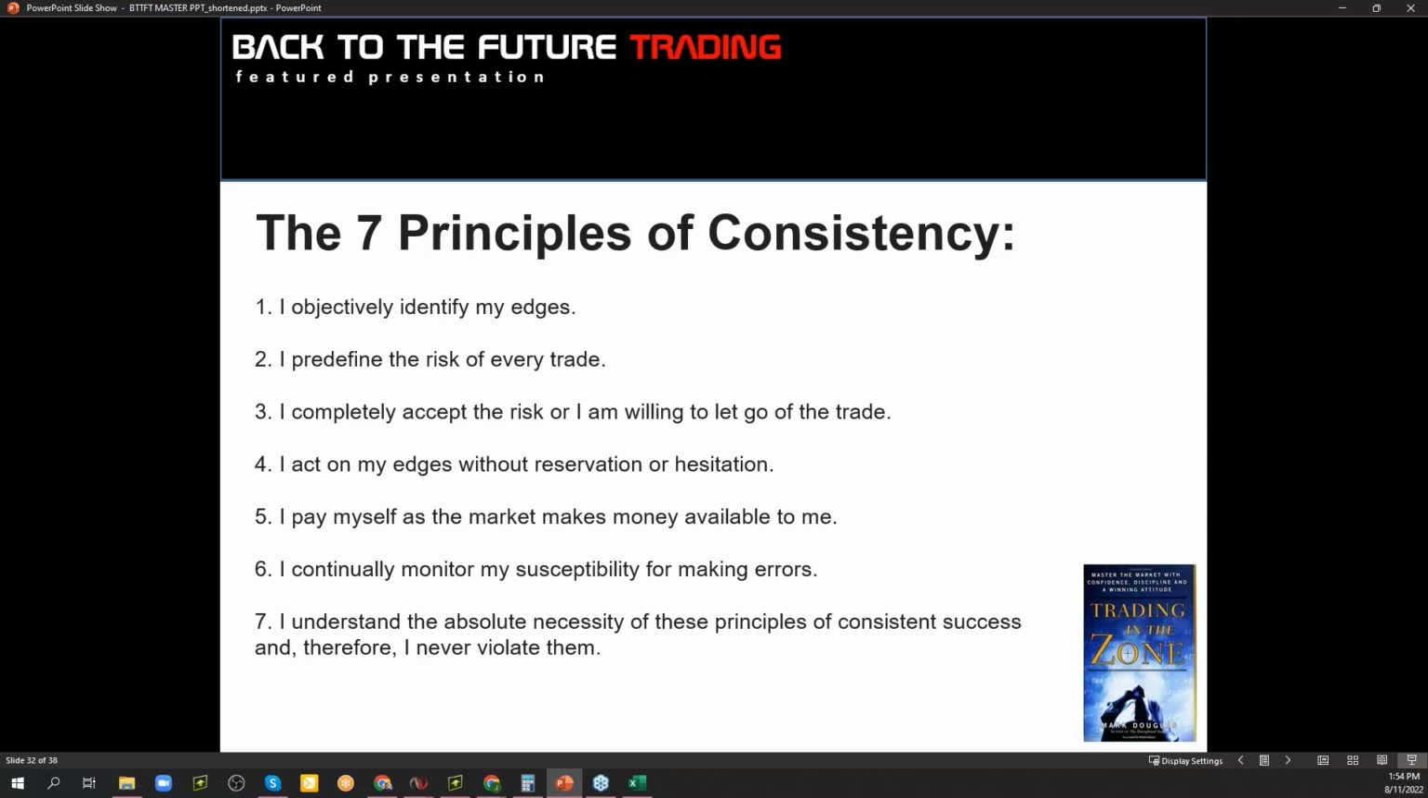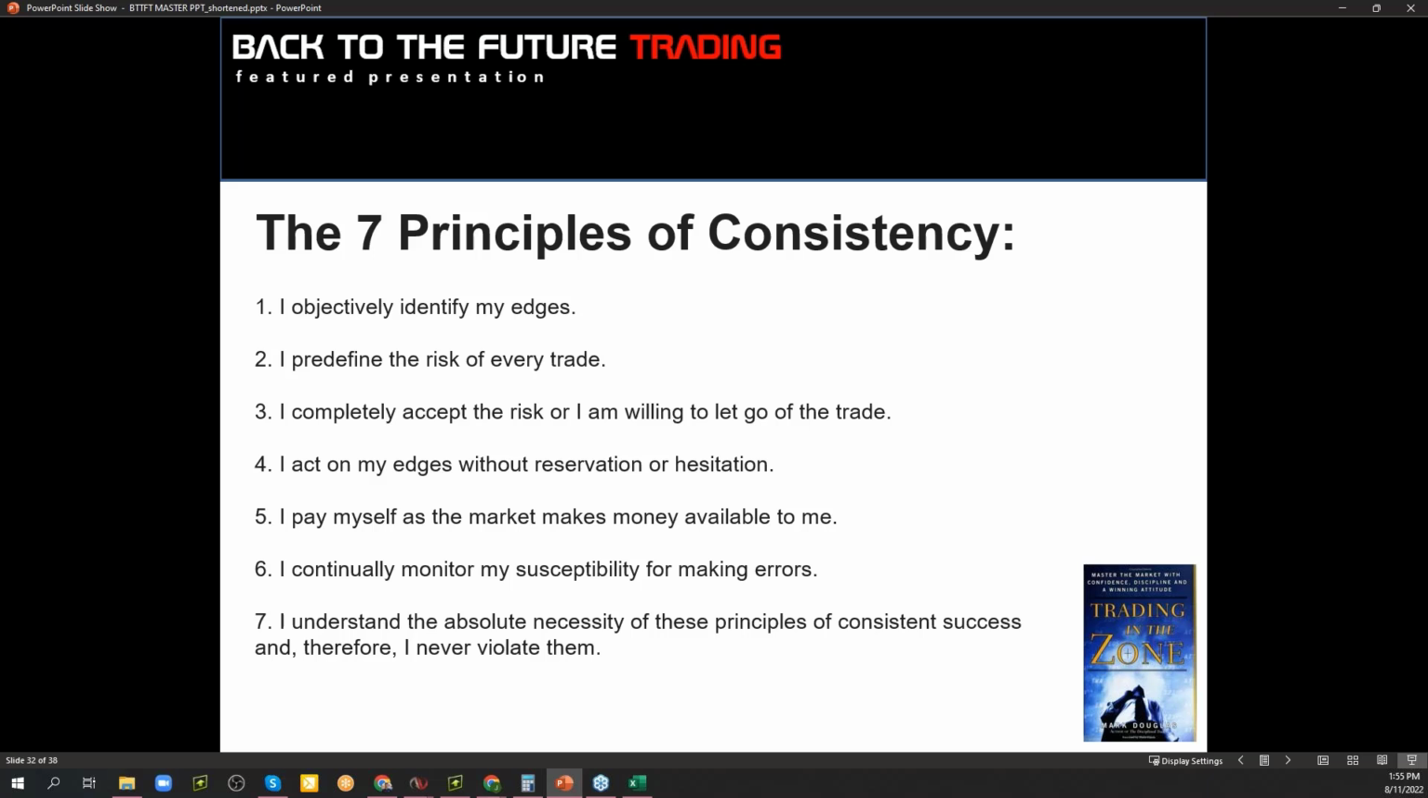The 7 principles of consistency. Number 1, I objectively identify my edge. I'm going to show you guys what my edge is and how I objectively define it. Number 2, I predefine the risk of every trade. Number 3, I completely accept the risk, or I'm willing to let go of the trade. Number 4, I act on my edges without reservation or hesitation.